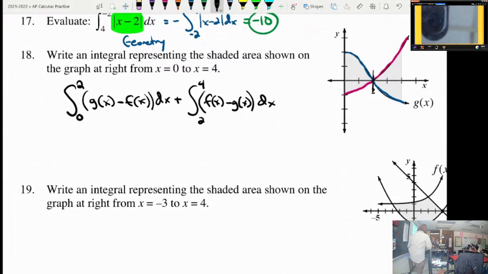If I was going to rewrite this question, I would say write an integral expression, because I don't like that it says write an integral, because it implies you can do it with one integral, and I don't think you can.